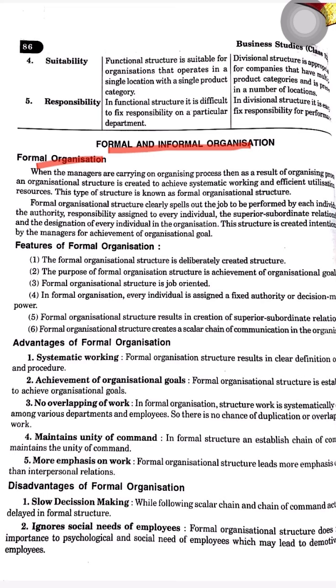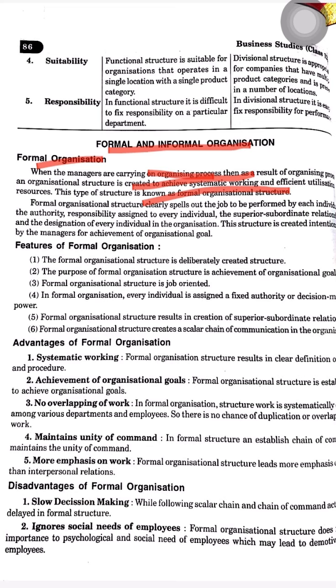When the managers are carrying on the organizing process, then as a result of organizing, an organizational structure is created to achieve systematic working and efficient utilization of resources. This type of structure is known as formal organization structure.